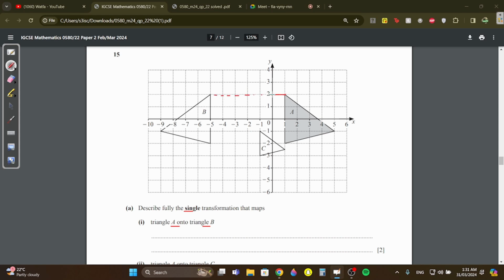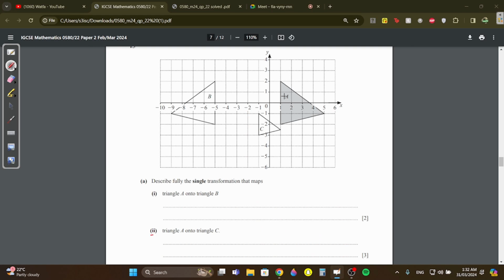So here you have 1, 2, 3, 4, 5, 6. That's 6 squares divided by 2. It's 3. So you have to go and see the line that's 3 squares away. So 1, 2, 3. It's over here at minus 2. So that means it's a reflection about x equals negative 2.